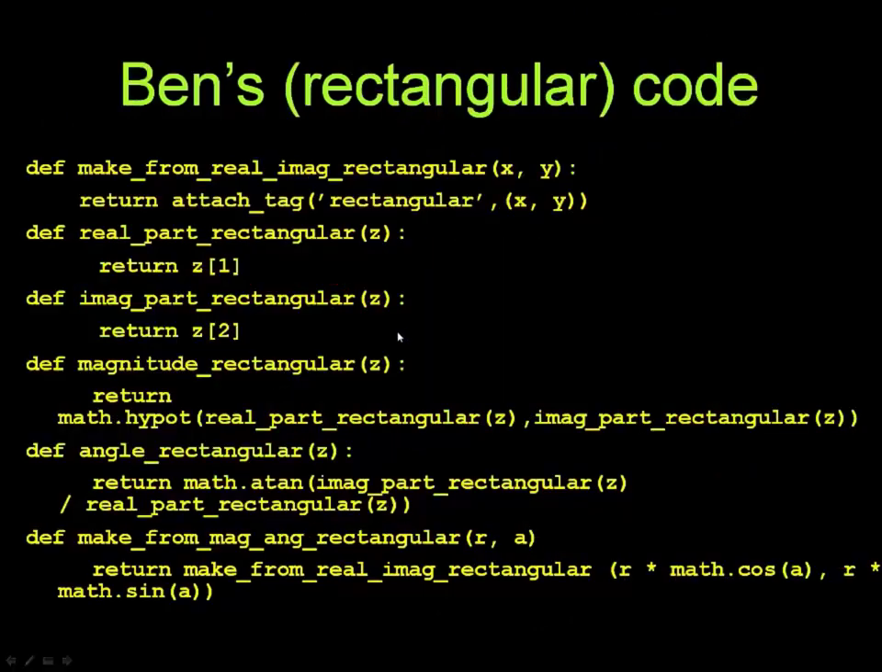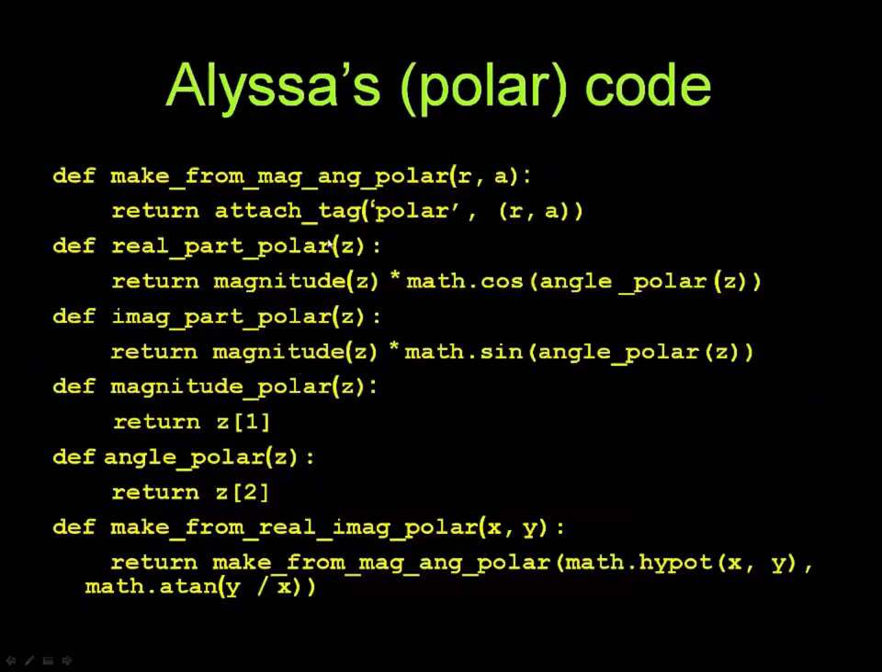Similarly, if you look at the rectangular code for the real imaginary, essentially what happens here is that if you make from real imaginary rectangular, you attach the rectangular tag. Everything else is similar to before. Alyssa has the same kind of code, right? So you add another polar tag here. Everything else is similar to before. So with this, we have actually succeeded in taking care of multiple representations. The key idea here is that you tag the data type, and then you have a check to see what the data type is before you do things with it.